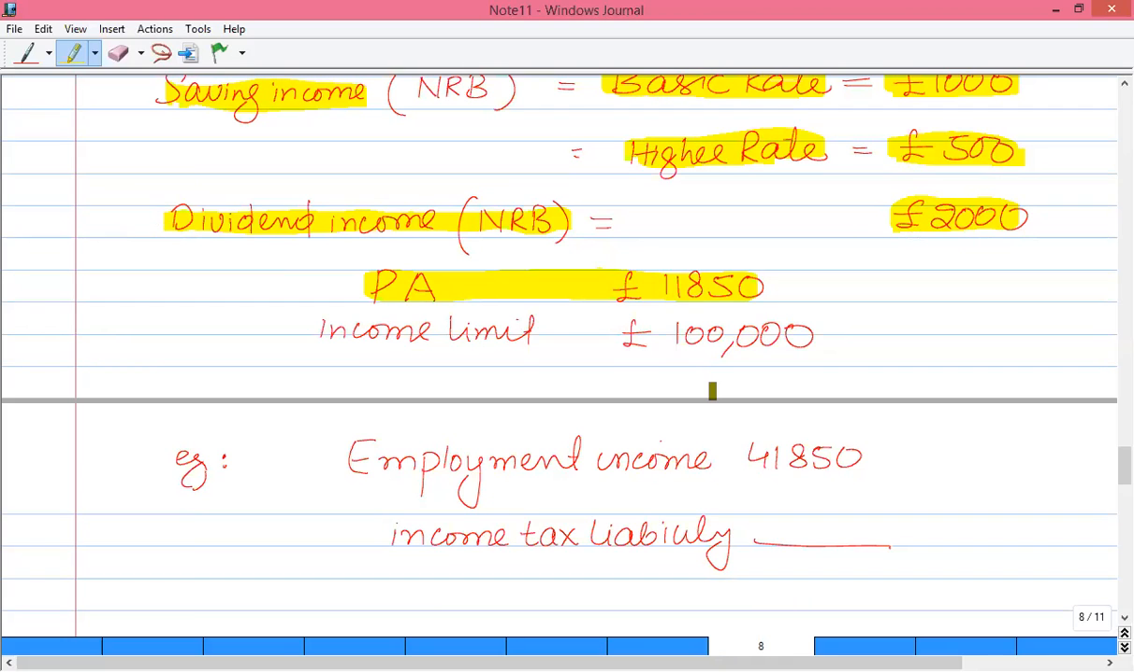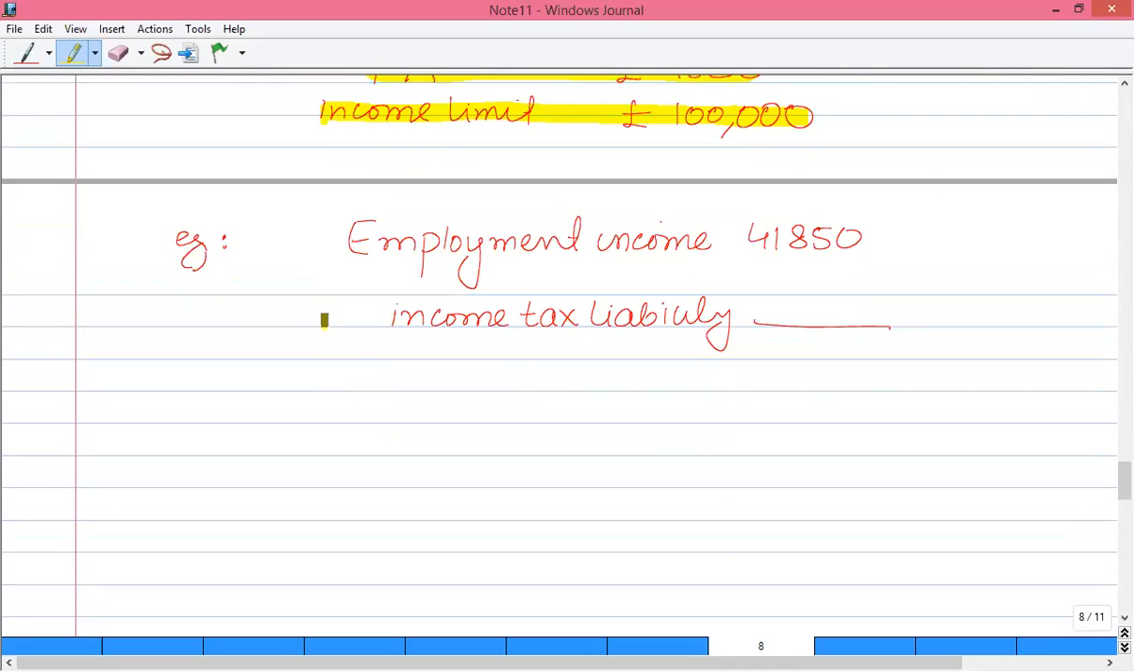But this personal allowance is available for all, but it also depends on the level of income. So if your level of income is more, greater than 100,000, then this personal allowance might be lost. In some cases, it will be a reduced personal allowance, or in some cases, it will be a zero personal allowance. We will discuss later on how to calculate personal allowance if the income level exceeded above 100,000 threshold. Now let's practice a few basic examples so that you will be familiar.